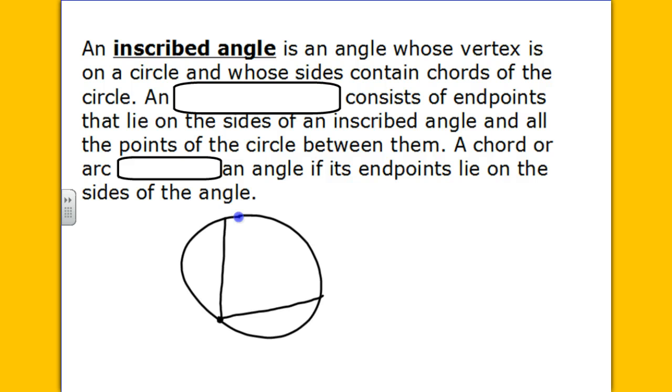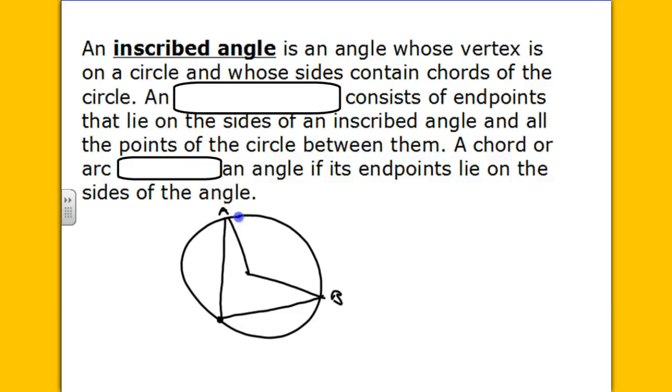So how is this different from a central angle? It's on the outside. Right, the vertex is on the circle like this, rather than the vertex being at the center of the circle. So what do we know about a central angle? If I tell you the central angle is 120 degrees, what else do you know? What do you know about the arc?